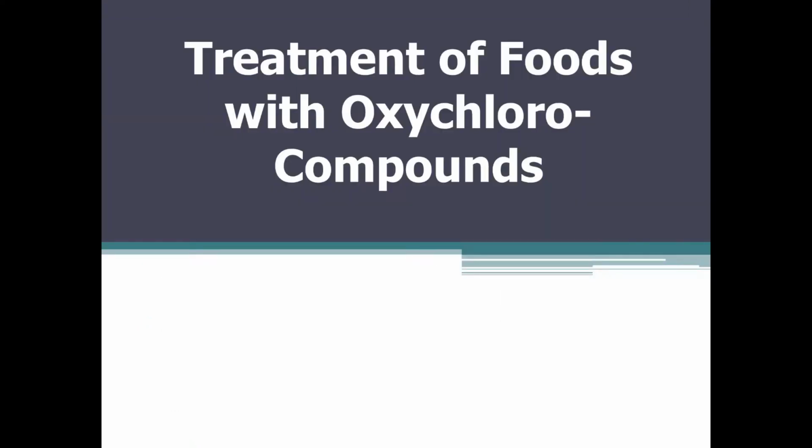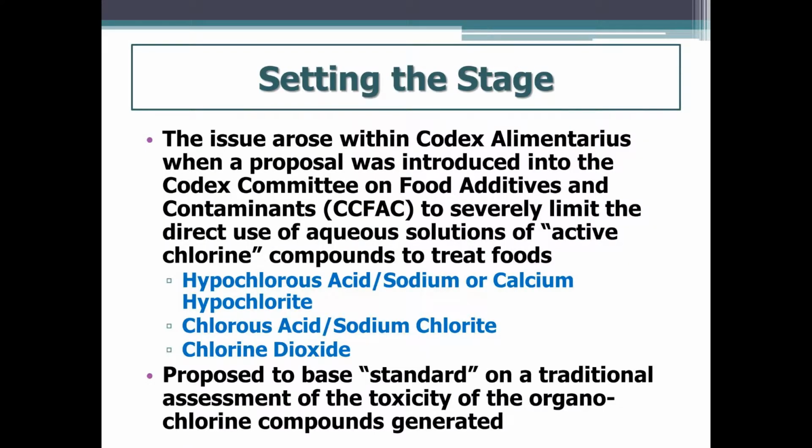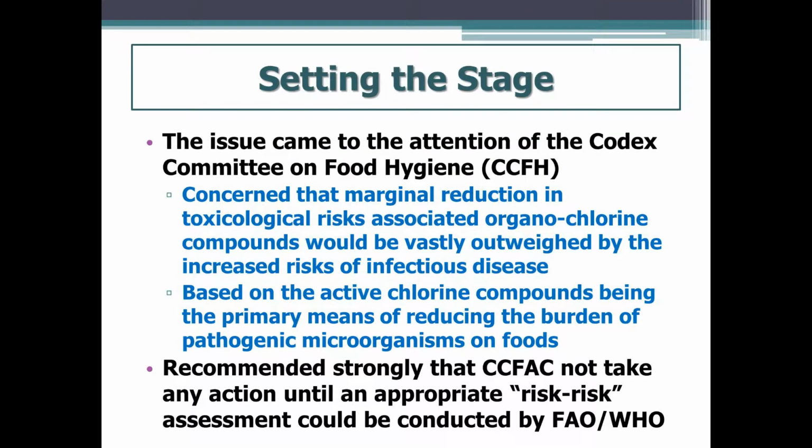Okay, let's pick up another quick example, oxychloro compounds. And so what's an oxychloro compound? Well, basically an oxychloro compound is the disinfectants we use to treat our water, to wash our foods in, to get rid of bacteria, etc. And this came about as a result of some action that was originally proposed by some of the Scandinavian countries in the Codex Committee on Contaminants. And they wanted to severely limit the exposure of foods to active chlorines because they were concerned about the generation of carcinogenic compounds. And so they proposed to severely limit these compounds.